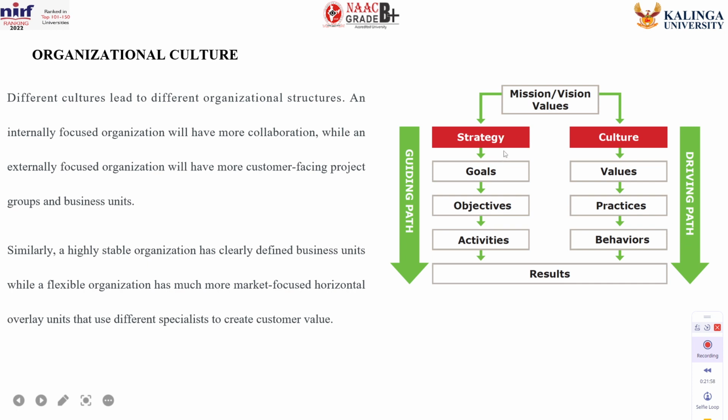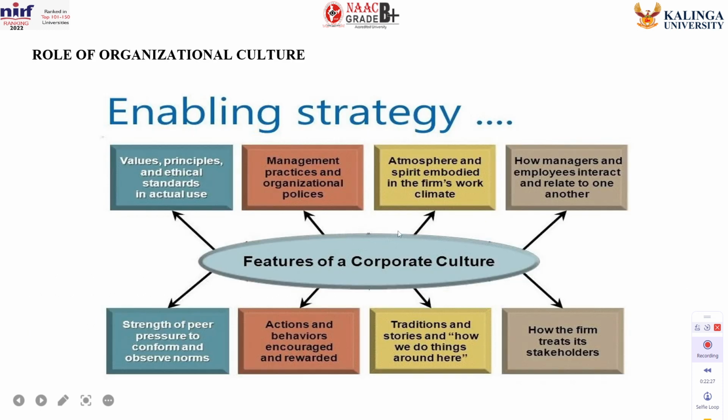So what is the guiding path? From strategy, you obtain goals. From goals, you make objectives. Your activities then are guided by your objectives. In the case of the driving path, your driving path will be culture, and culture will govern the values of an organization. The values will govern the practices of an organization, and practices will give birth to the behavior in an organization, and that's how you can achieve the result. So this is how organizational culture looks.